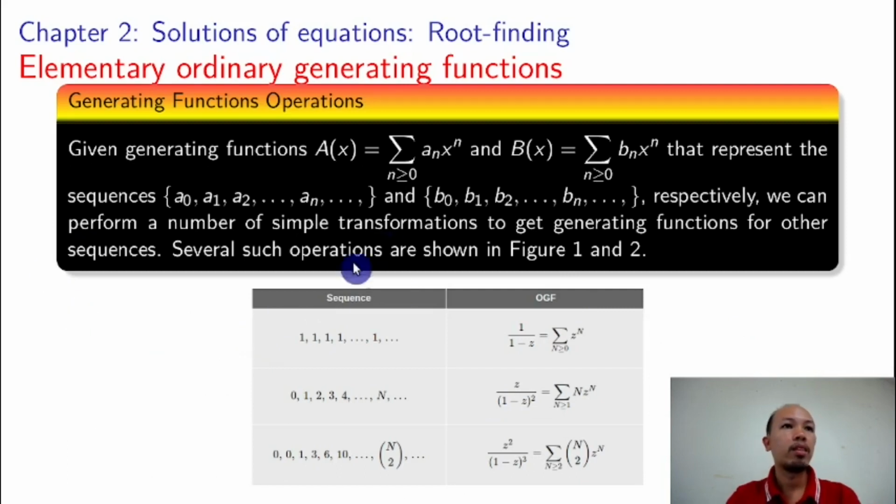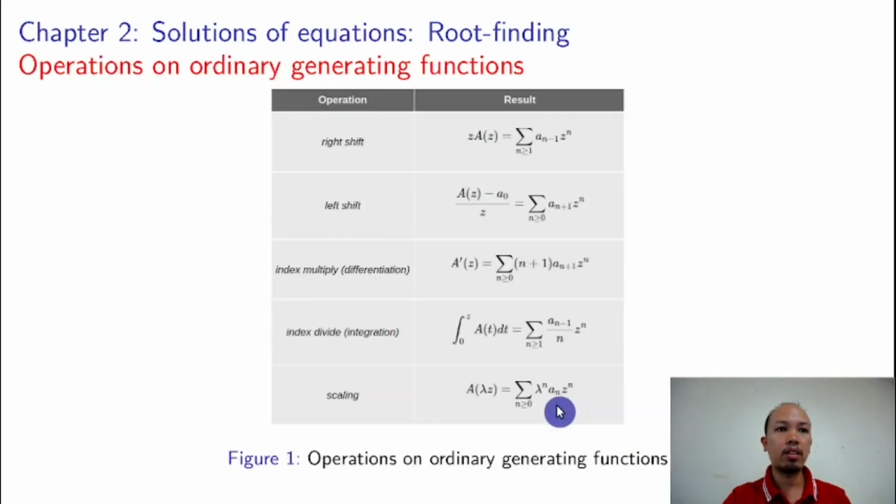So these are the generating function operations. You are given two generating functions, a of x and b of x. The difference is that for a of x, the sequence is a sub n, while for b of x, the sequence is b sub n. Then one can perform a number of simple transformations to get generating functions for other sequences. The operations are shown in figures 1 and 2. So this is not the figure, this is somewhere here.